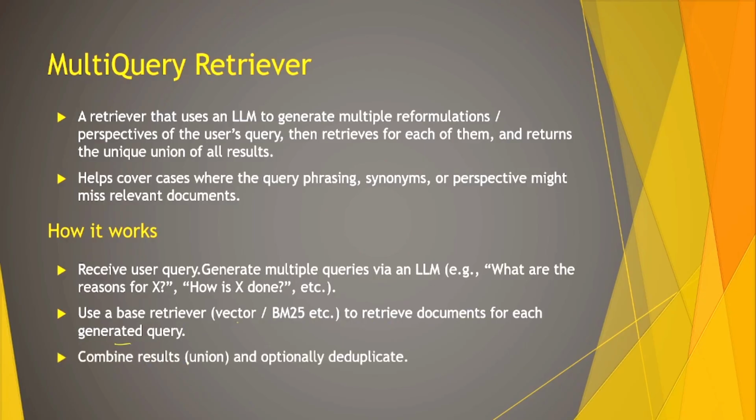Combine results. They are combining all the results, that is basically a union, and optionally deduplicated. Okay, basically if there is a duplicate value, then they remove the duplicate. That is why this is showing optionally. And finally, they return the combined set of documents. Once they remove all the duplicates, then they finally give the final output. Okay, this is how the multi-query retriever works. So let's see it in the practical.